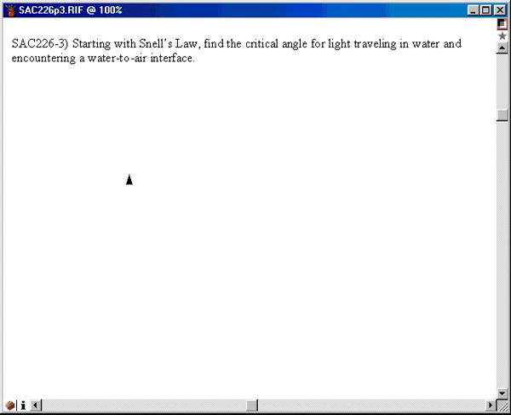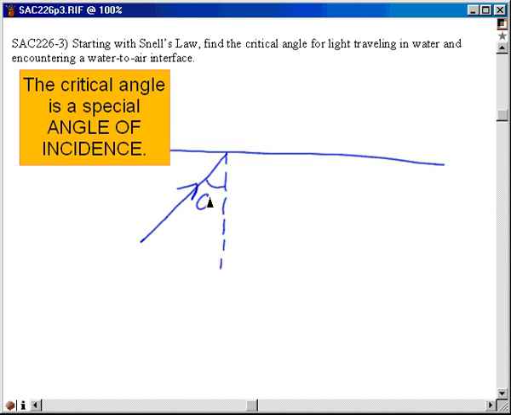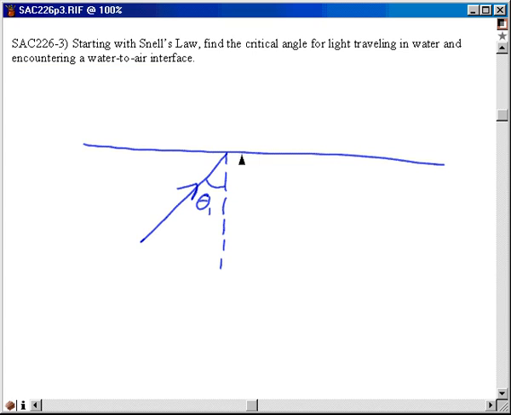In this problem, imagine a situation where we've got some light traveling in water and it hits the surface of the water. We're right at the critical angle, where the angle of incidence is such that if it was any smaller, we'd get refraction and the light would actually pass through the surface. But if it was any bigger, we'd get total internal reflection. We're right at the threshold where you don't even know what to call it. The light comes off at a 90-degree angle with respect to the normal.